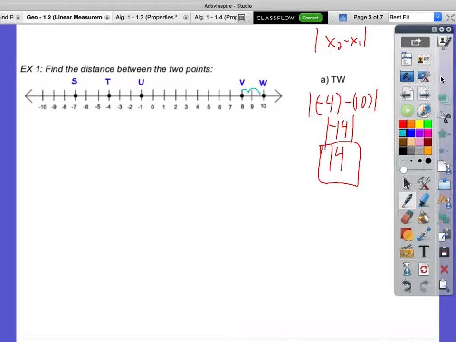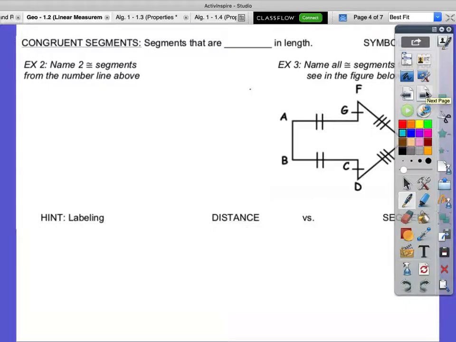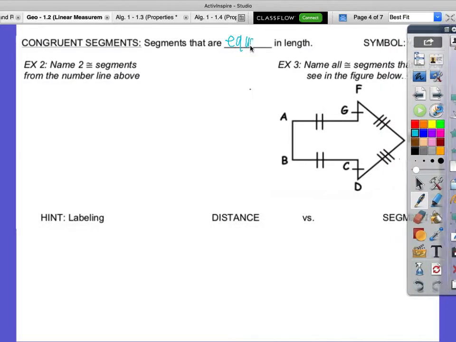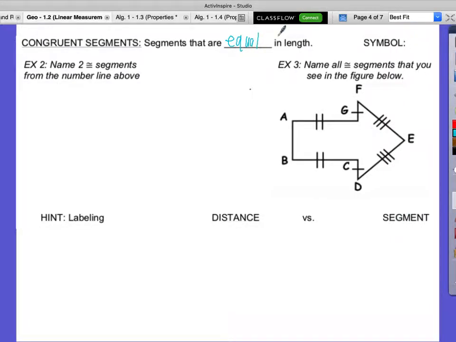Okay, questions? Let's go right below this. Congruent segments. What does it mean to be congruent? Congruent segments are segments that are equal in length. So if two segments have the same length, we say they are congruent. Okay, and we have this symbol for them. It's like an equal sign with a tilde.